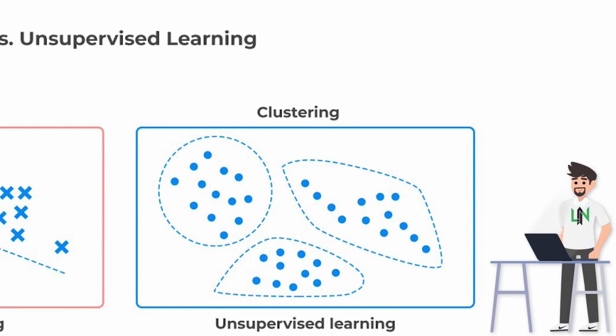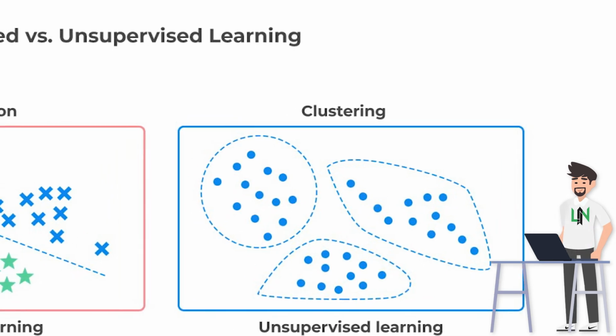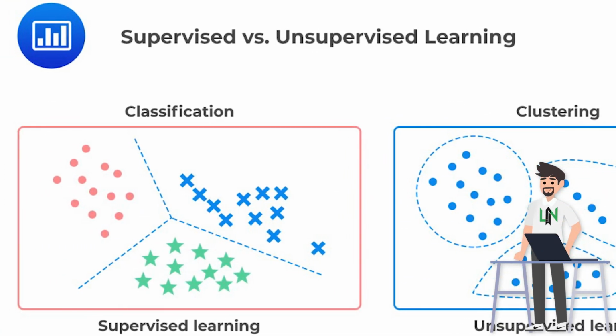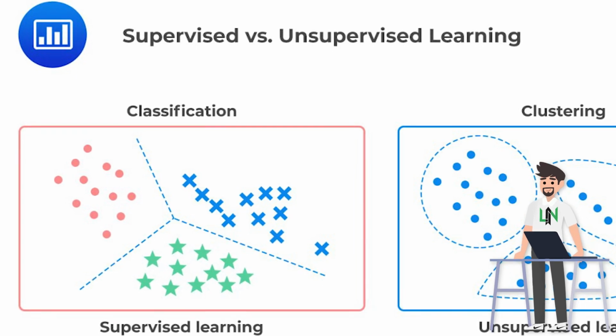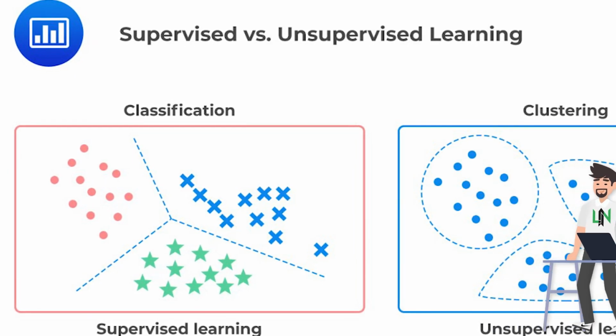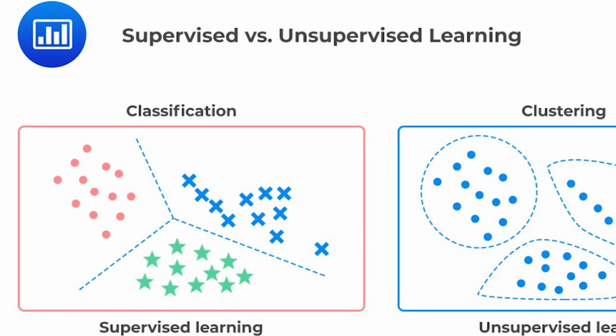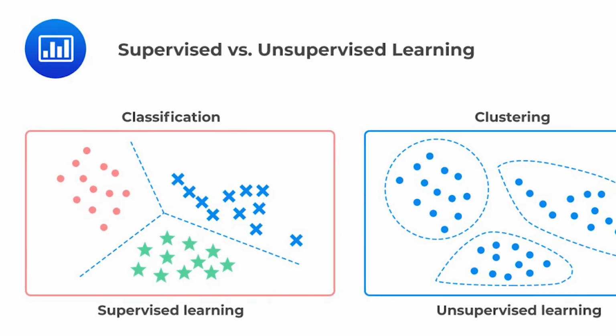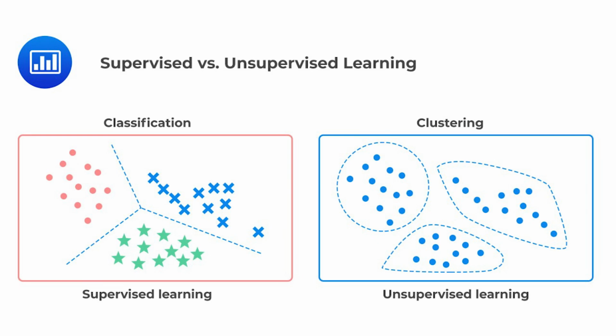The key difference between supervised and unsupervised learning is that in supervised learning, we categorize the data, but in unsupervised learning, the system clusters them together and recognizes that they are of a similar type.